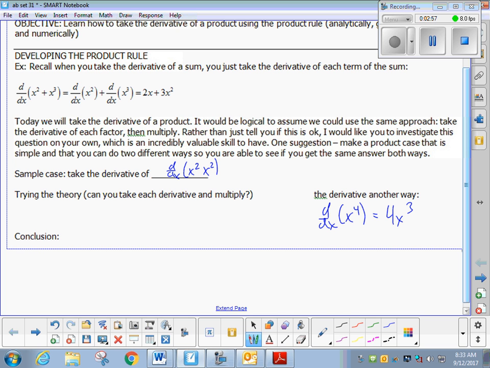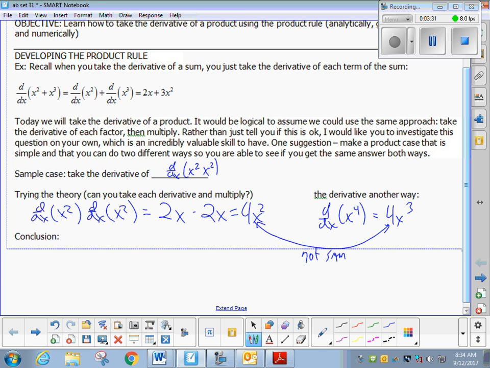So getting into this, the question is trying our theory. Can we just take the derivative of each term separately? Does that work? Well, what's the derivative of x squared? 2x. And the derivative of x squared, again, is 2x. Now, if we then multiply our derivatives, we get 4x squared. So, can we conclude that that works? Do you just take the derivative of each piece? The answer is no, not the same.